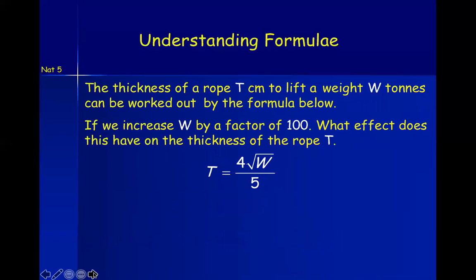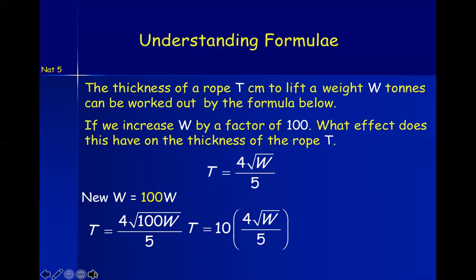So let's go back to this exercise that we had, where we were told the thickness of a rope to lift a weight can be worked out by this formula. Now, we've been told here, if we increase W by a factor of 100, what effect does this have on the thickness of the rope? So what I'm going to do, I'm going to put W, but I'm going to make it 100 W. So the problem is, if you make it 100 W, what is root of 100? What do you need to times by itself to give you 100? 10, yeah.